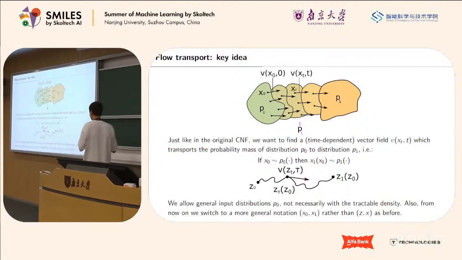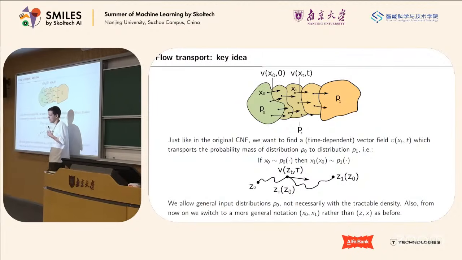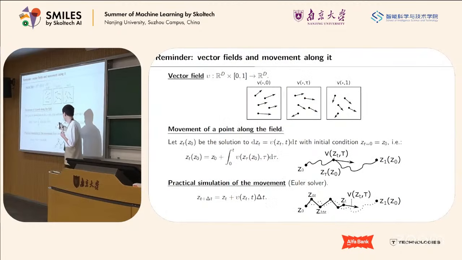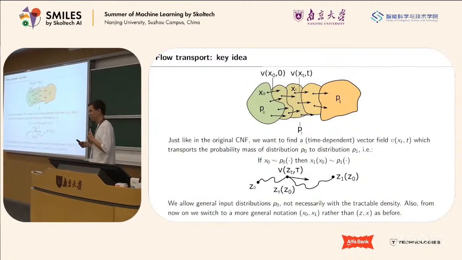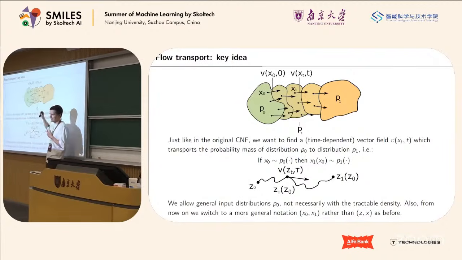What does this mean more formally? If we have some random variable x0 distributed as our input distribution, we would like to consider the random variable x1 of x0, which is basically the result of this integration over our given vector field. And we would like this result of integration, x1, to be distributed as our target distribution, like our data distribution.